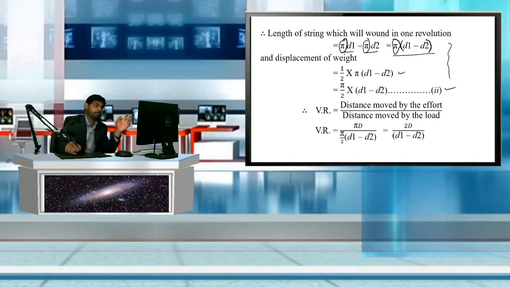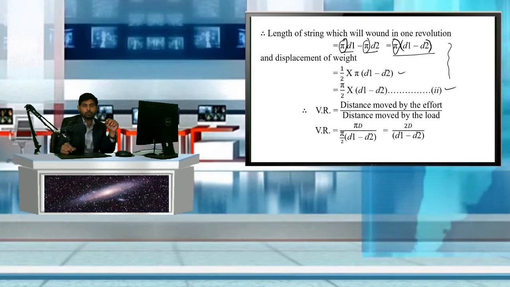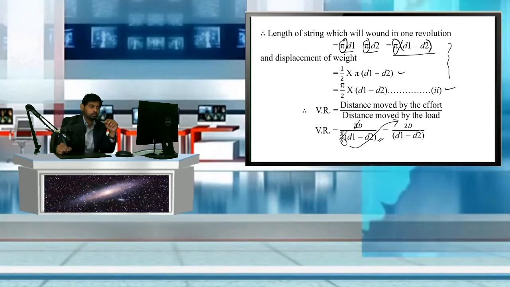So here velocity ratio is equal to distance moved by the effort divided by distance moved by the load. Distance moved by the effort is pi into capital D, divided by pi by 2 into d1 minus d2. This pi will get cancelled, and the 2 in the denominator goes to the numerator. So your equation would be 2D upon d1 minus d2. This is the equation of velocity ratio.